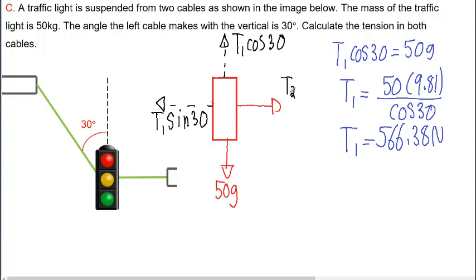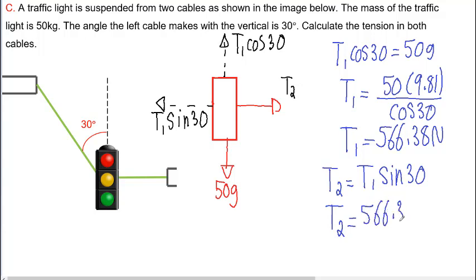Now, let's go ahead and find T2. So just like before, we're going to make this equal to this in the x direction. So T2 equals T1 sine 30. Now, we know that T1 is 566.38 multiplied by sine 30. So from this, we can now say that T2 is equal to 283.19.